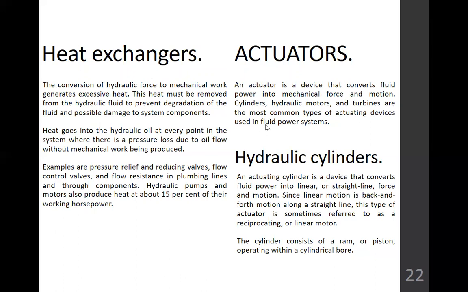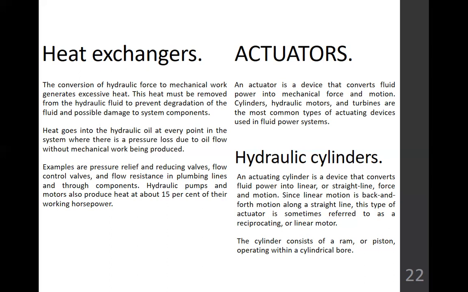So, the most common type of actuating device, cylinders, hydraulic motors, and turbines are the most common types of actuating devices used in fluid power systems. So, unahin natin yung hydraulic cylinder. A hydraulic actuating cylinder is a device that converts fluid power into linear or straight line force and motion. Since linear motion is back and forth motion along a straight line, this type of actuator is sometimes referred to as a reciprocating or linear motor.